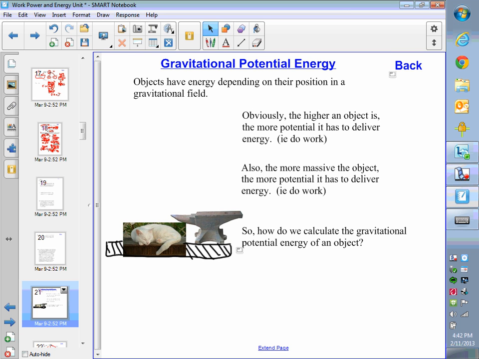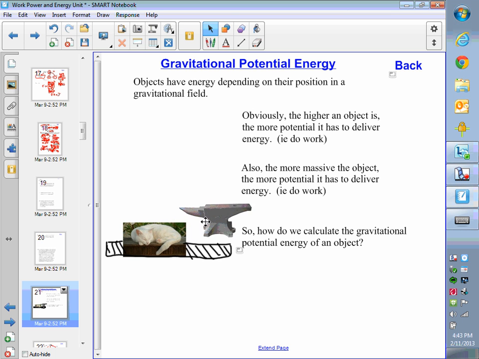Okay, so in previous videos I've talked about work done and then I've talked about kinetic energy. Now I'm going to look at one of those potential energies that we discussed in the first video. The type of potential energy we're going to talk about is due to gravity, the gravitational potential energy.